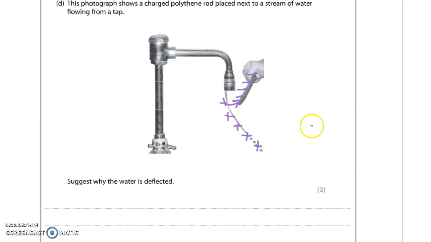You notice that I've drawn on the diagram. That's a strong technique, and I'd strongly encourage you to do that. It works whether these are negatively charged or positively charged. It doesn't matter if the polythene rod is positively charged and the water stream is negatively charged. They still attract to each other.